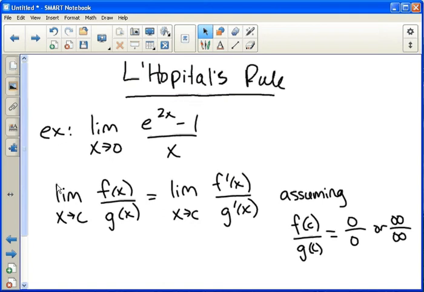So for example, if I plug in 0 for x, that's e to the 0, which is 1. 1 minus 1 is 0, so it is 0 on top. You plug 0 into x on the bottom, and it's 0 on the bottom. So 0 over 0. This is an indeterminate form.